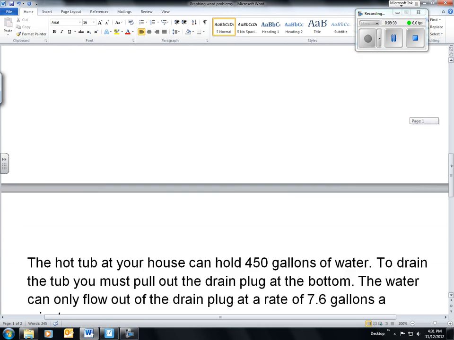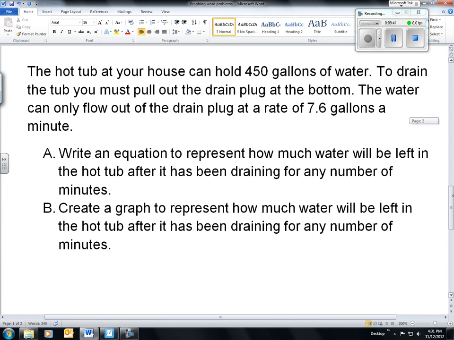Number 2, the second problem is going to be hot tub problem. So the hot tub at your house can hold 450 gallons of water. To drain the tub, you must pull out the drain plug at the bottom. The water can only flow out of the drain plug at a rate of 7.6 gallons a minute. Part A, write an equation to represent how much water will be left in the hot tub after it has been draining for any number of minutes. Part B says, create a graph to represent how much water will be left in the hot tub after it has been draining for any number of minutes.